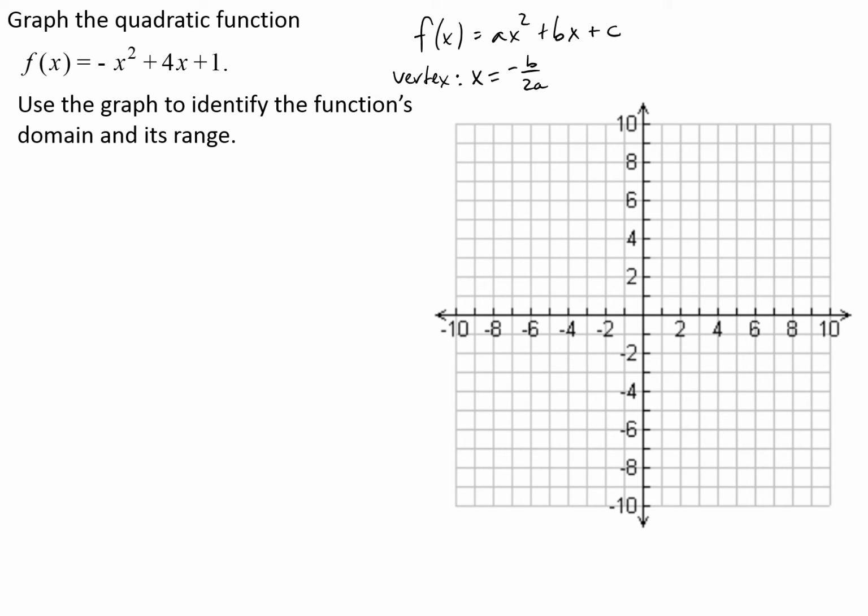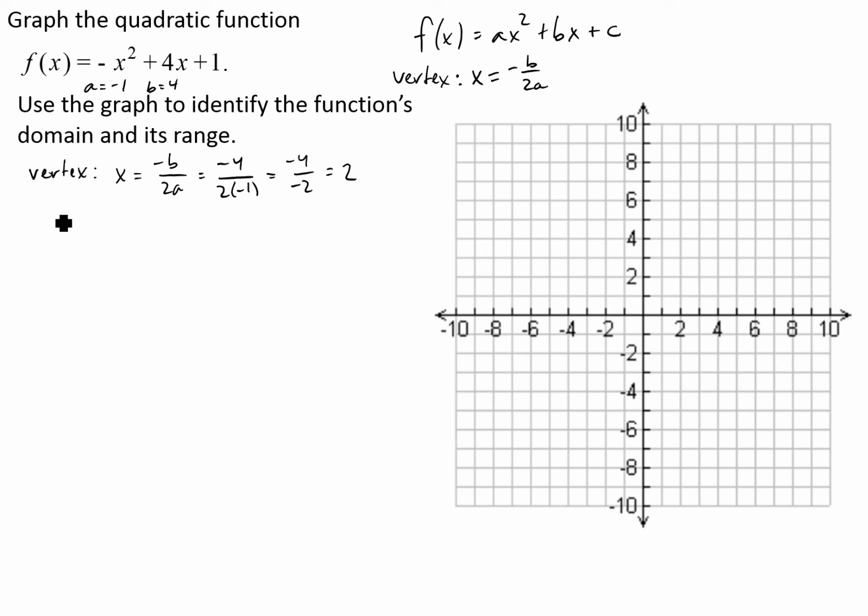So let's go ahead and start by finding the vertex for this one. In our function, a is negative 1, b is 4, and c is 1. But we only need a and b for that vertex formula. So our vertex has an x-coordinate of negative b over 2a, so negative 4 over 2 times negative 1. Negative 4 over negative 2 comes out to a positive 2.